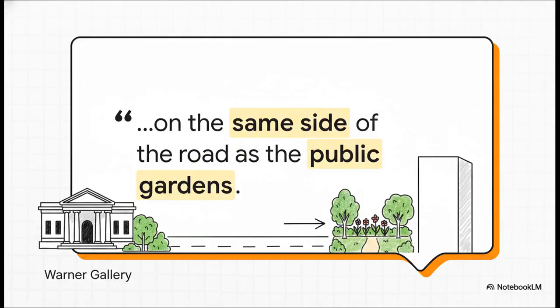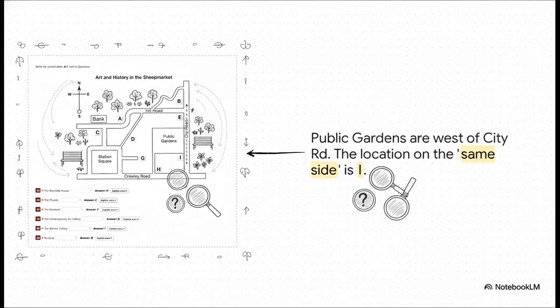Next up is number 19, the Warner Gallery. The clue for this one uses a comparison. Listen for on the same side of the road as the public gardens. This is a super common way they give clues in map tasks, so it's a good one to know. So, what's our reference point? It's the public gardens. Let's find them. Okay, they're on the west side of City Road. The audio says the gallery is on the same side, and also that it's near the junction with Crawley Road. So, let's look on that same side, down near the junction, and the only one that fits is I.